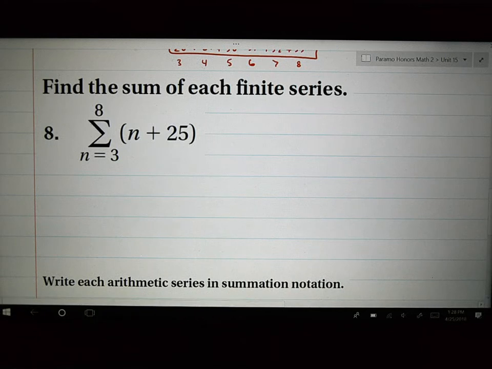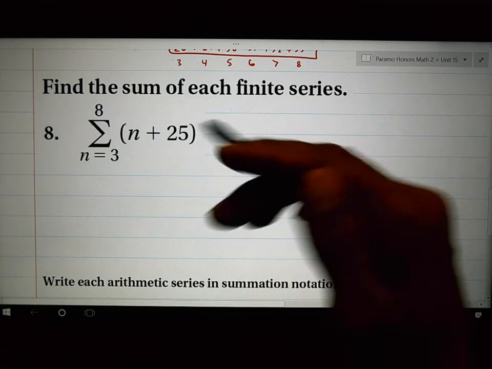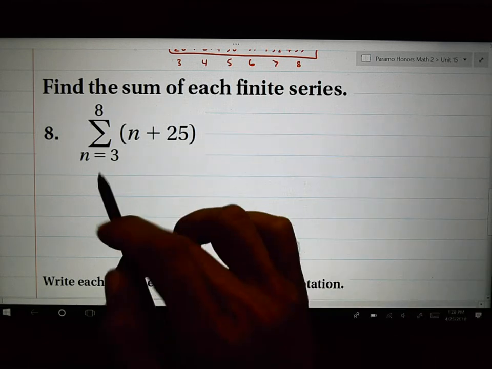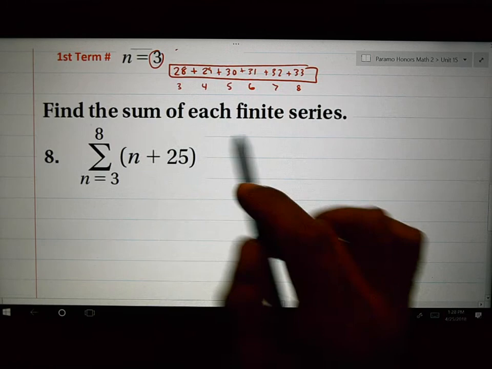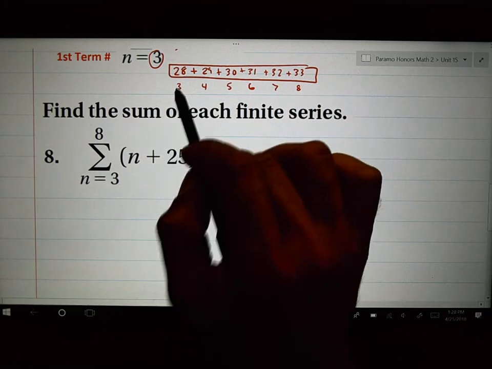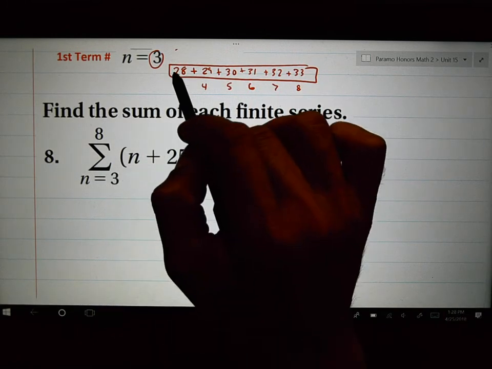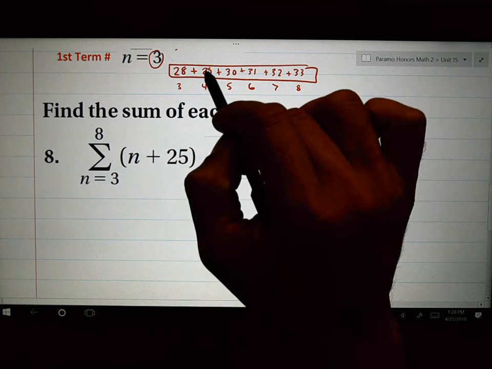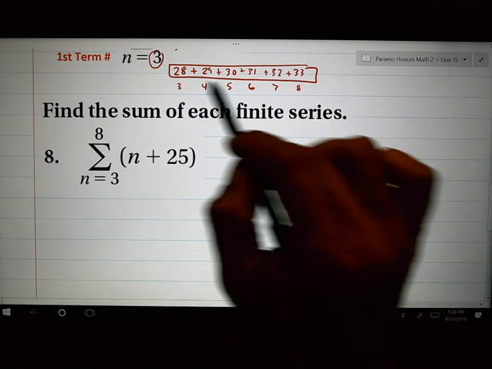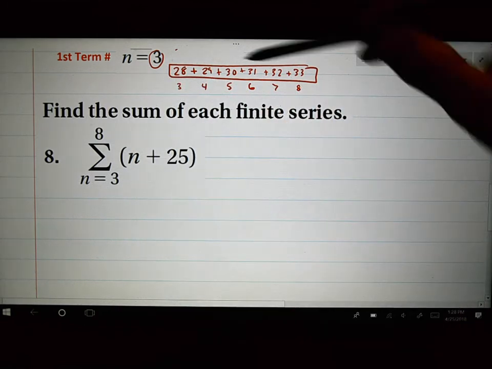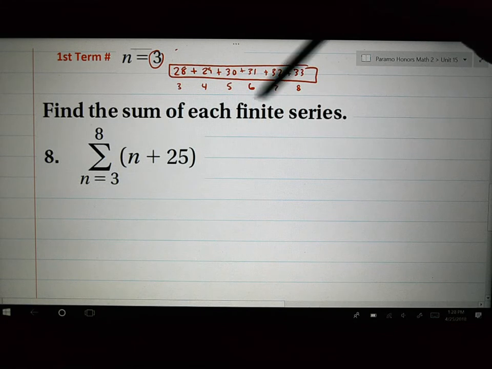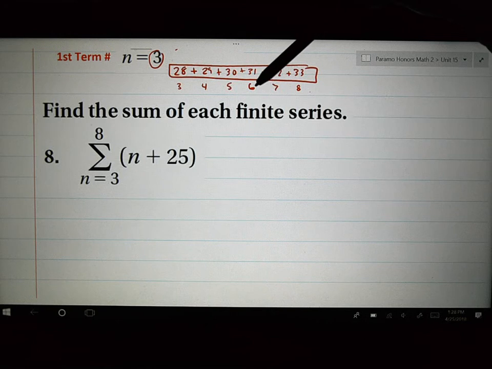This says, find the sum of each finite series, meaning this has an ending point. We're not going to just add the number 3. We're going to plug in the number 3 and add its value to plugging in 4 and its value and so on. We're going to add all those numbers. But this would be considered the long way. This might not seem very long to you. You might want to do this by hand if it's a small enough range of numbers.